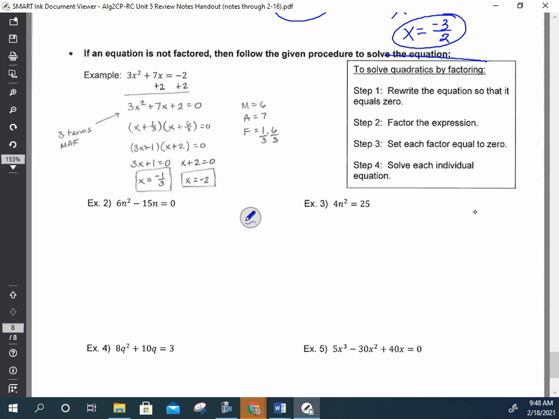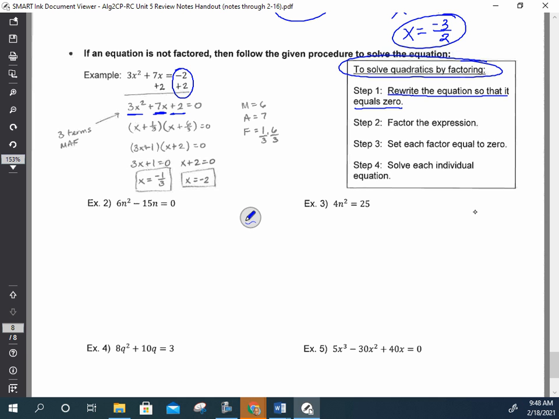So to solve a quadratic equation by factoring, step 1, rewrite the equation so that it equals 0. For the example that I've already done for you, 3x squared plus 7x equals -2. We need the equation to equal 0, so we add 2 to both sides. That gives you 3x squared plus 7x plus 2 equals 0.